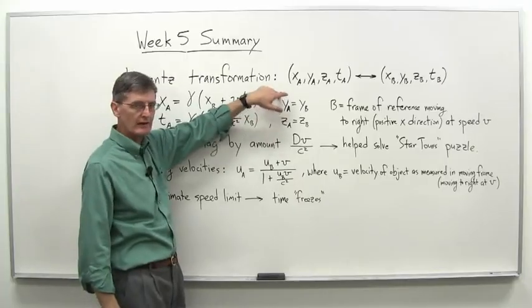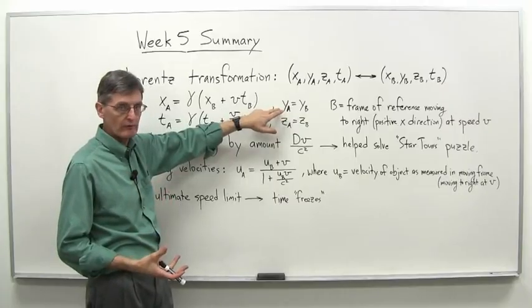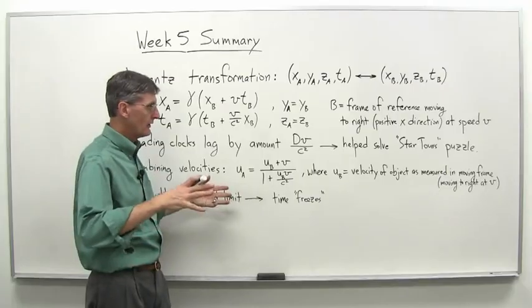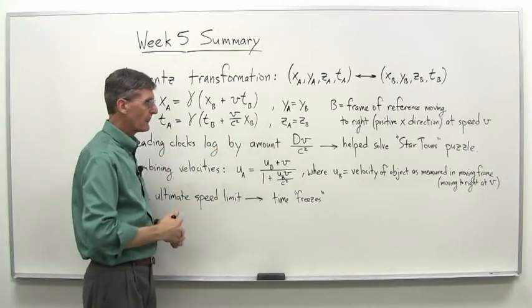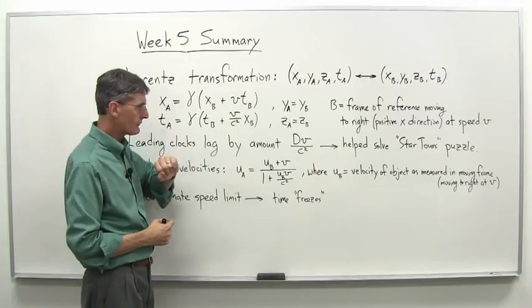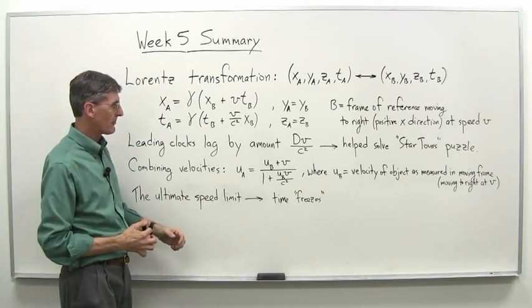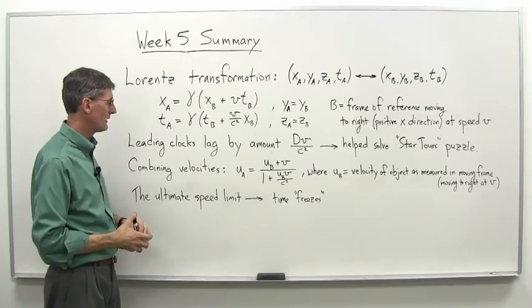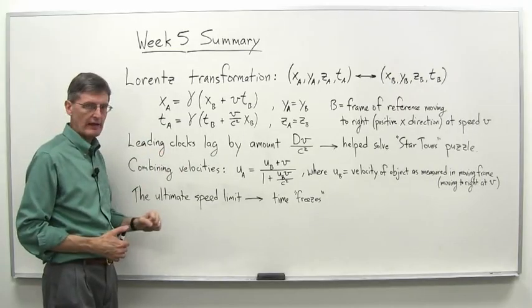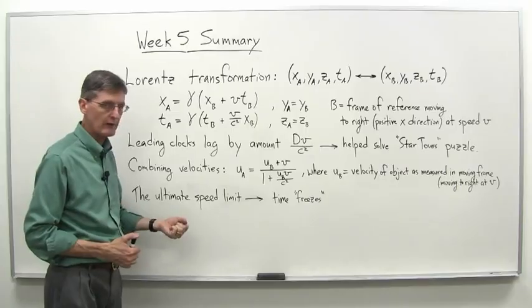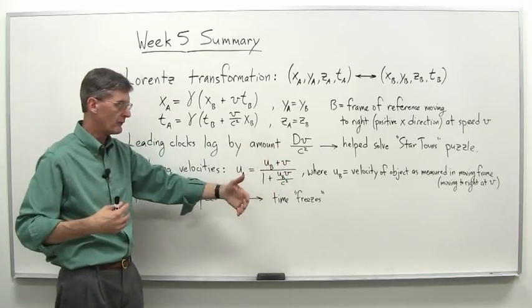Remember the y and z directions, we often don't deal with those, but if we had to, they are not transformed. There's no difference in them, because effects like length contraction and time dilation only apply in the direction of motion. So we don't have to worry about those typically, at least in terms of the more complicated transformation equations. We explored those equations a little bit, and then we used them to revisit the idea of leading clocks lag. We found that the quantitative amount by which they lag is dv over c squared, where v again is the velocity between the two frames of reference.